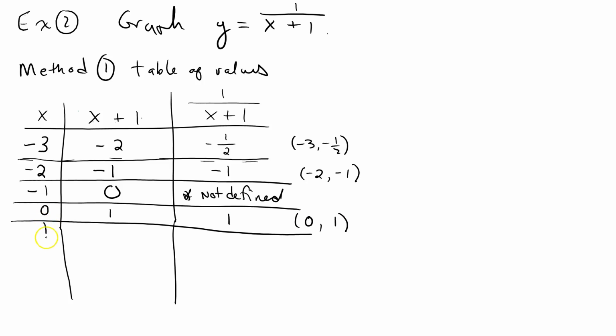If I plunk in 1 for my x, 1 plus 1 is 2. The reciprocal of 2 is 1 over 2. So I have the point 1, 1/2. Okay, so let's graph this thing.